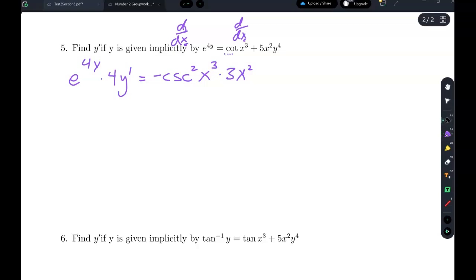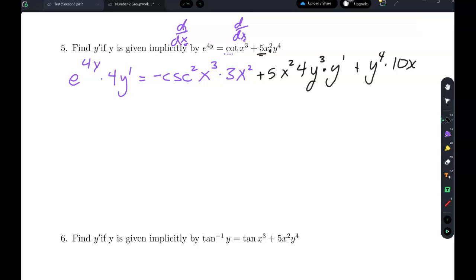And then this one here, you see the product rule. So you have to be aware you're looking for it, right? So I'll have first, d second, bring the 4 down, subtract 1 from the exponent, times y prime, plus y to the 4th times 10x. Because you're just taking the derivative of an x, guys, so there's nothing there.